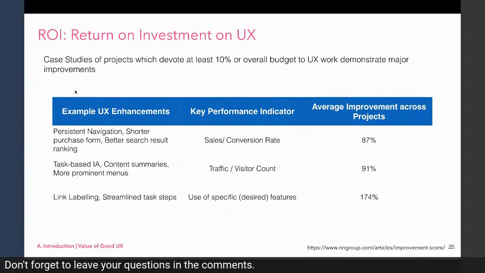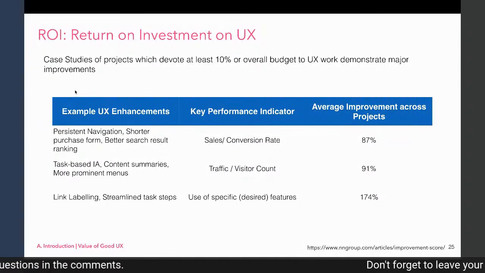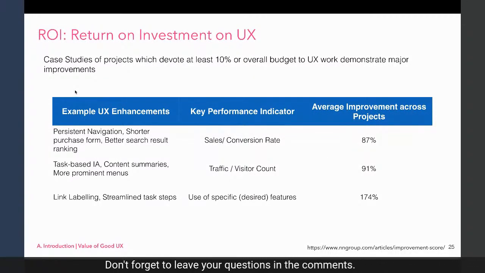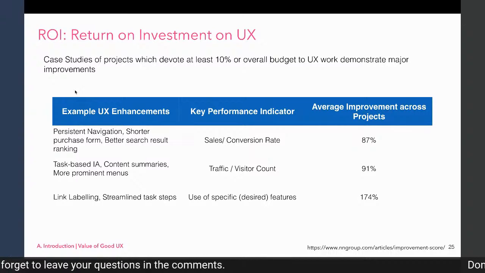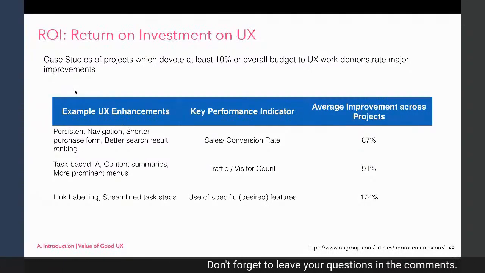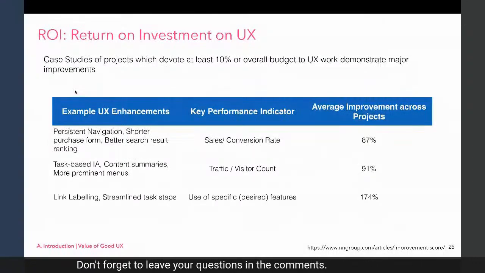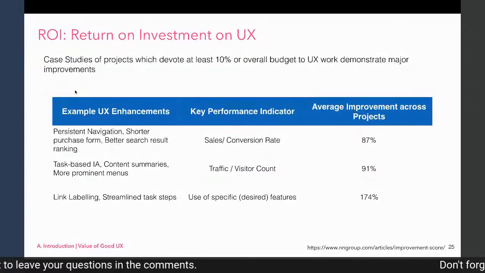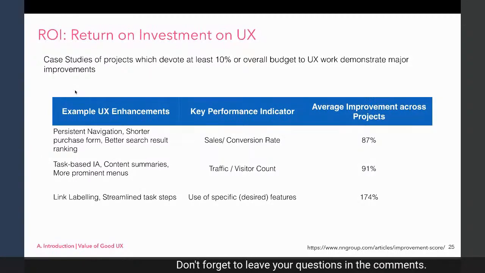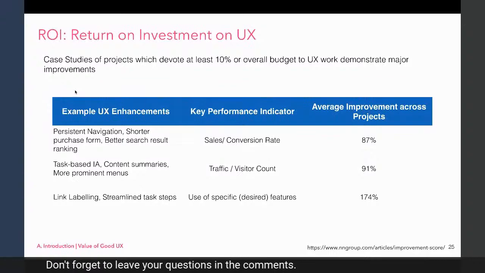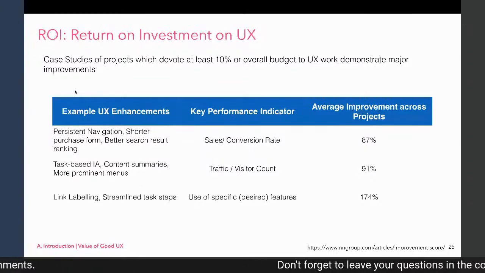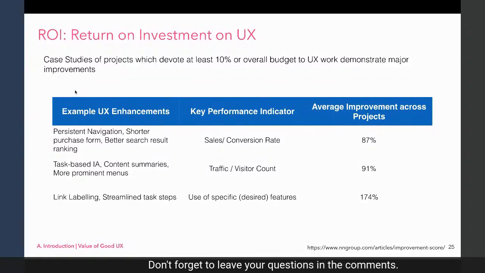So if, for example, you've improved the navigation on your website or the content or the information architecture, link labeling, you did all those things. The tendency is that you have a key performance indicator. So we have here, if you improve the purchasing process, then the tendency would be an increase in sales, an increase in conversion rate, so that you can measure the rate here on the right, if it's 87% or what, right?